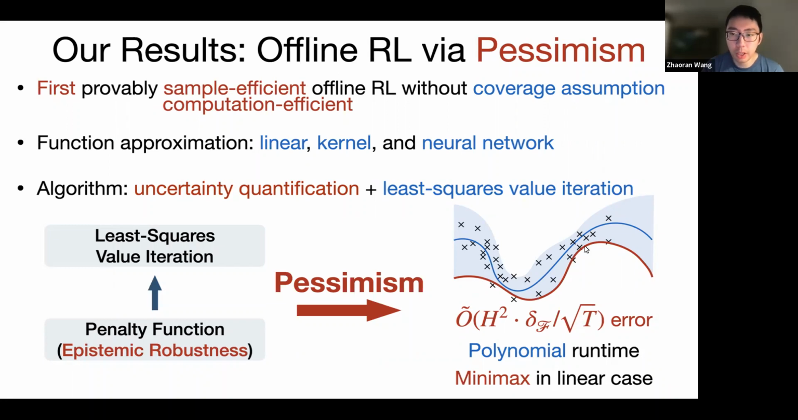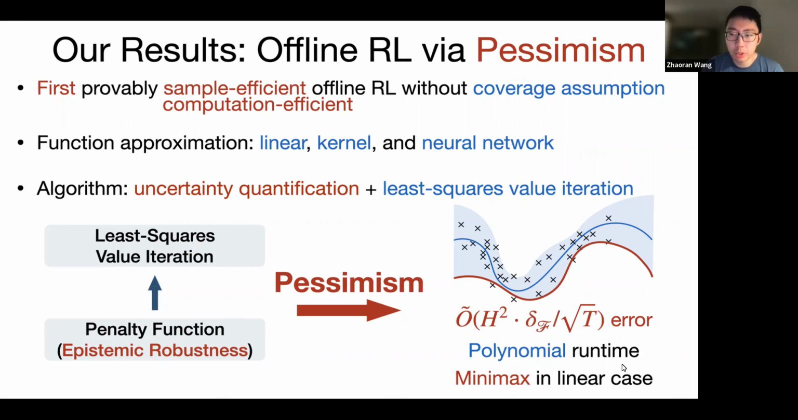So in this way, we're taking the lower confidence bound, which can also be viewed as a penalty function. By incorporating this penalty, we can ensure epistemic robustness. Epistemic uncertainty means the uncertainty associated with the lack of observation. So we can be robust against this type of uncertainty.